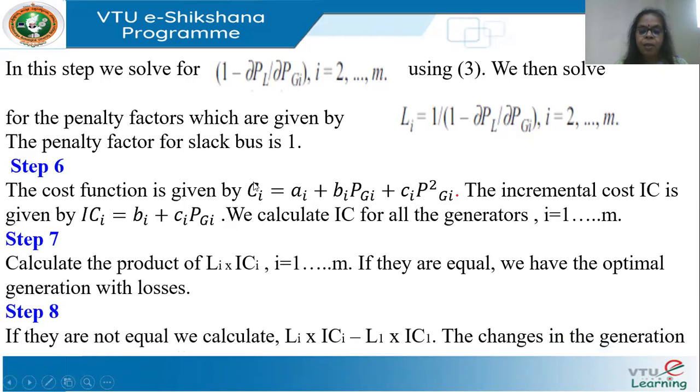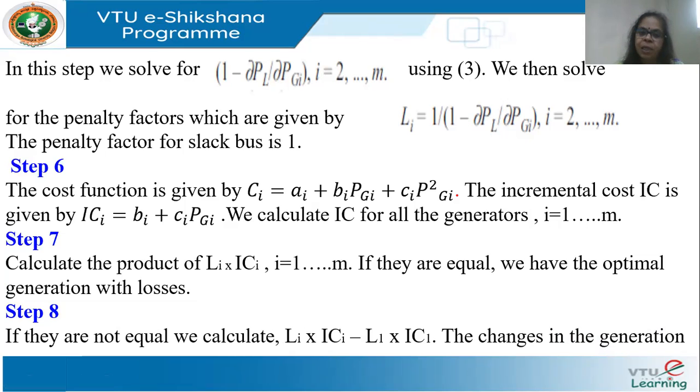If not, then you calculate the difference between the penalty factor into the incremental fuel cost of each bus and compare it with the slack bus, because the slack bus penalty factor is 1. The reason is I would not allocate any generation to the slack bus. I'm only going to allocate the losses to the slack bus.